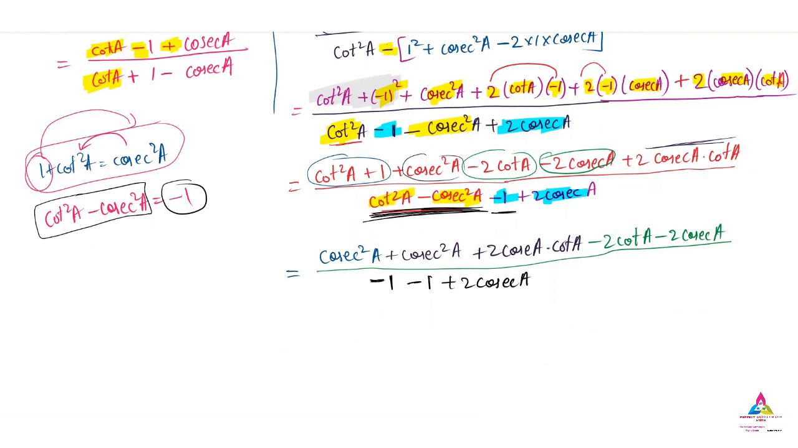It may confuse you a little bit, but when you do the practice it is good. So once again, if you want, I will clarify. I have not done anything extra here. I have grouped them. This cot square A plus 1 I have written as cosecant square A. Cosecant square A I have kept as it is, nothing changed.